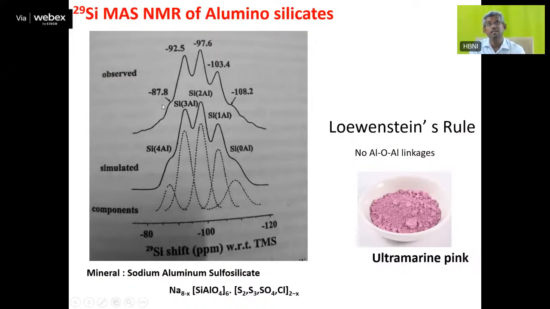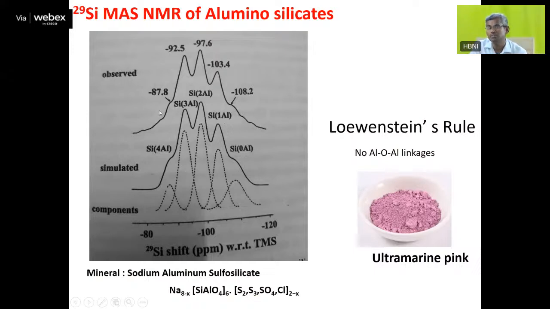Observed is nothing but an experimental spectrum. You see a shoulder here, a big peak here, a big peak here, a big peak here, and another shoulder here. So this shoulder corresponds to a structural unit, and these are the different silicon structural units. So this is a typical case in which we see all sorts of silicon structural units, all the 5 silicon structural units having a varying number of aluminium.